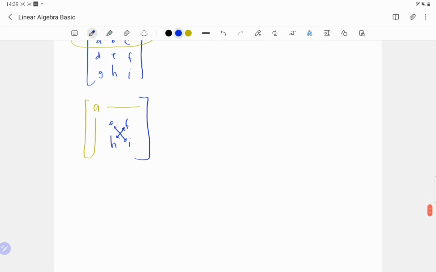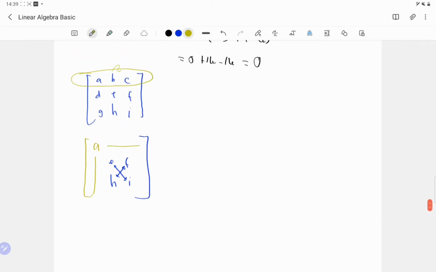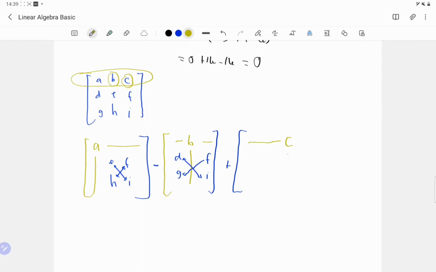Next is to do the second column. Second column, this is B. I mentioned to delete the ones that belong to this row and this column. Okay, D, G, F, I. Proceed with the 2 by 2. You know the process, you know the next step. So it is minus, then plus. Okay, next is the process for C. Delete the first row and delete the last column. Let's change the color.